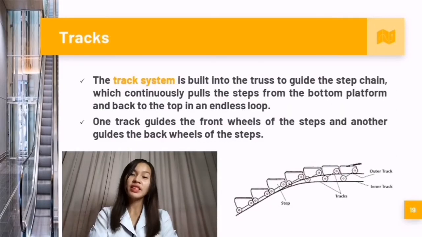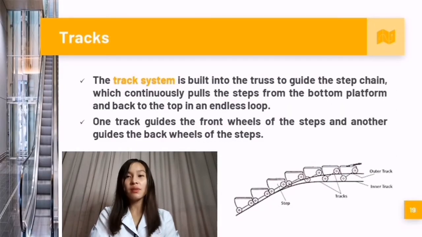The fourth one is the tracks. The track system is built into the truss to guide the step chain, which continuously pulls the steps from the bottom platform and back to the top in an endless loop. One track guides the front wheels of the steps and another guides the back wheels of the steps.